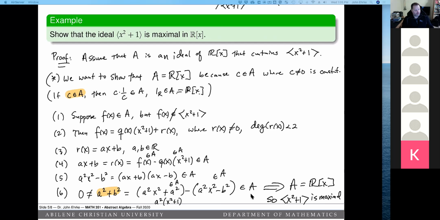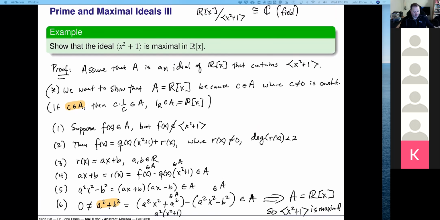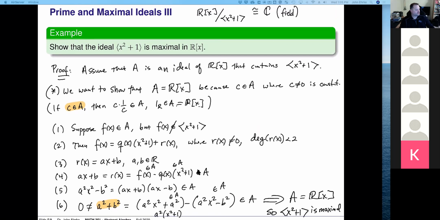Now, I don't know about you, but to me, that's a bit of a headache to have to go through every time I want to prove that an ideal is maximal. So we're going to have a better way of proving that a given ideal is maximal in just a little bit. But this is what a proof of proving that something's maximal would look like, without that additional information.